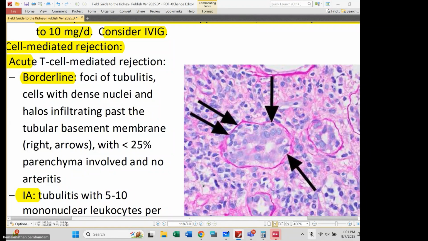Okay, this may be a peritubular capillary. Right, here's a tubule. If you see a big nucleus, often with a visible nucleolus, that is a tubular epithelial cell nucleus. This is a distinctly different cell. It's got a compact nucleus, much smaller, dense, dark. That is a lymphocyte.